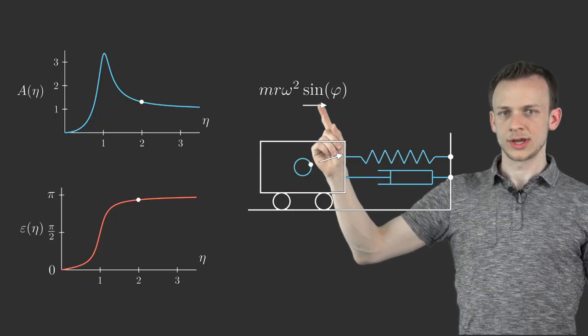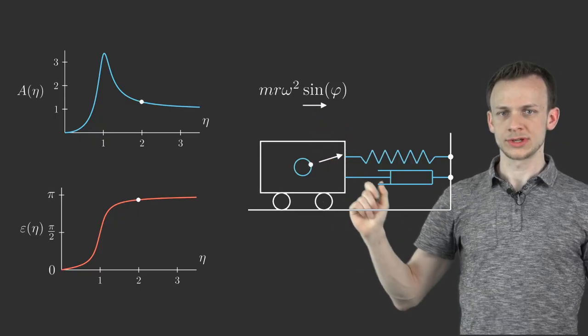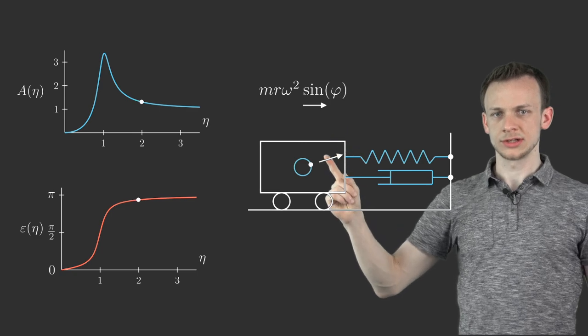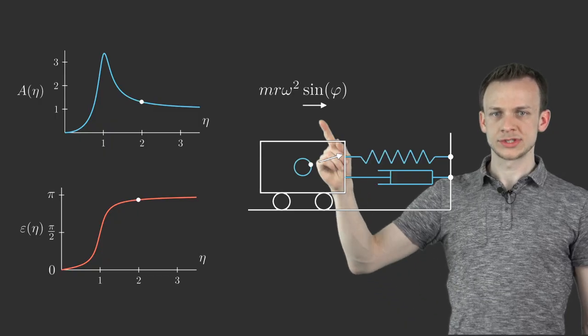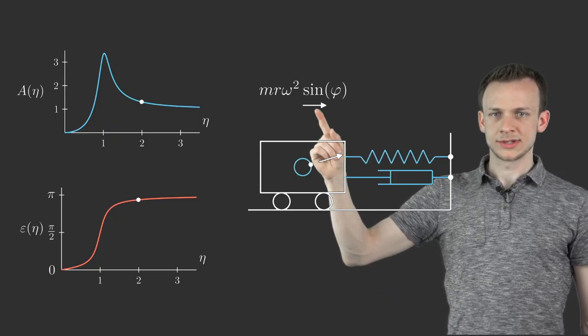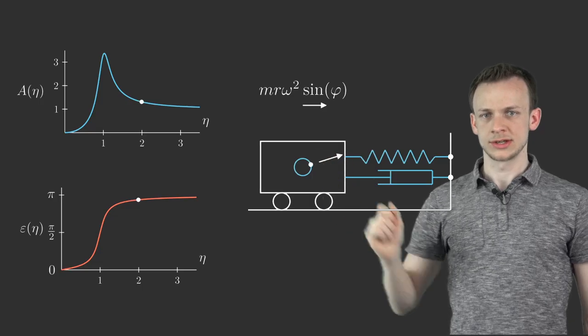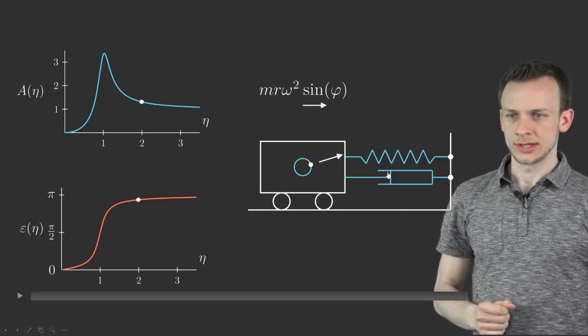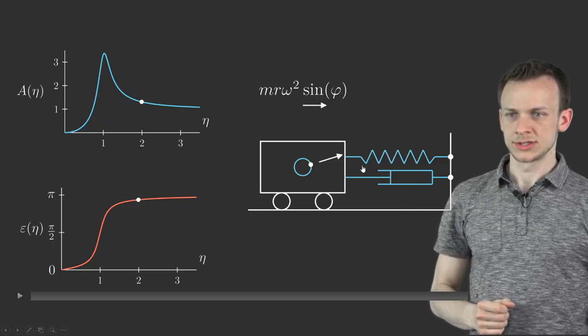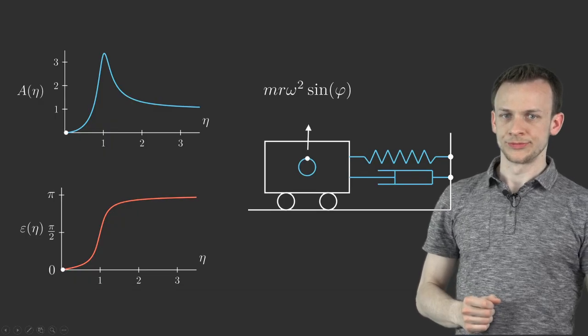So in the beginning, we had an in-phase movement between the force and the vehicle. And in the end, for high angular frequencies, we had an antiphase between the force here and the movement of the vehicle. So I will play the animation again, and I will step out of the slides so you can have a closer look.